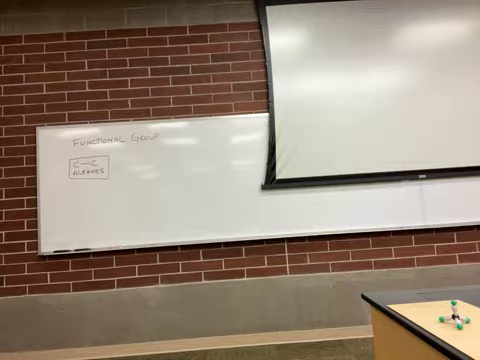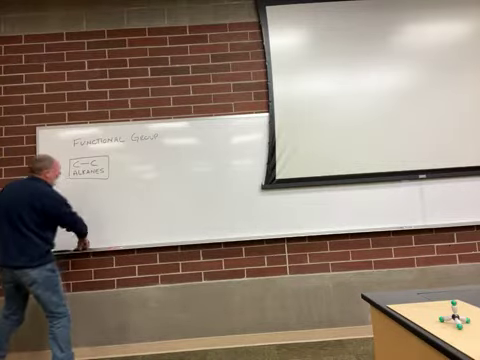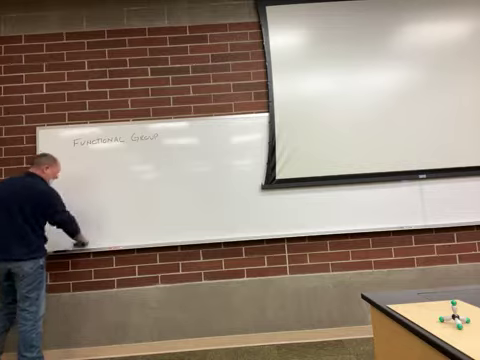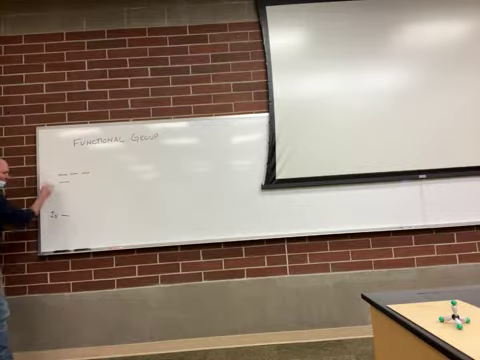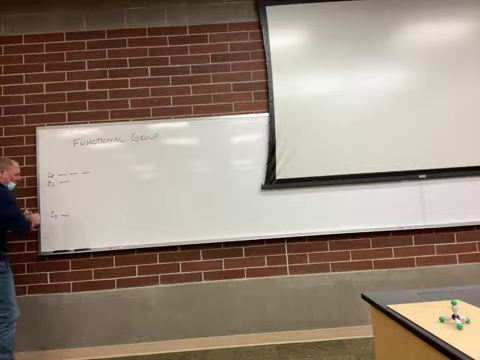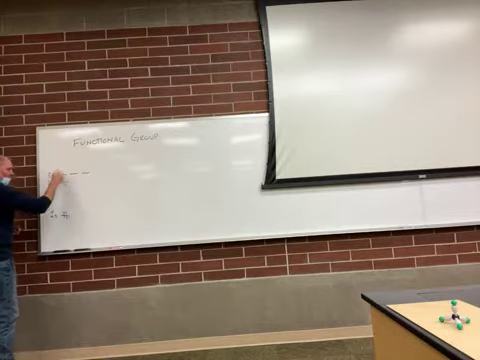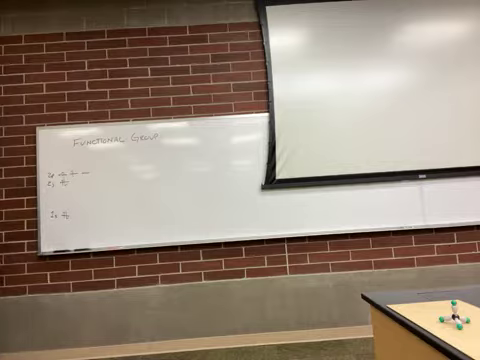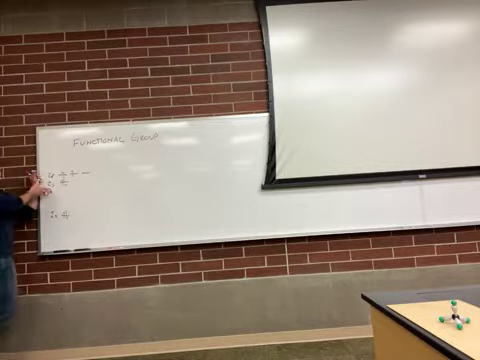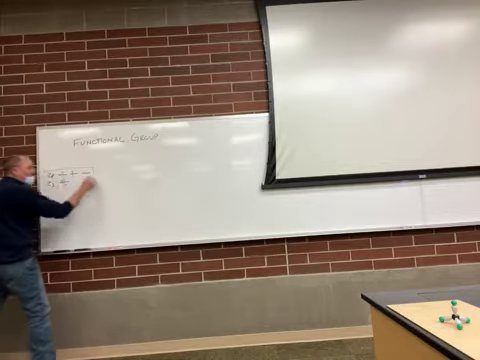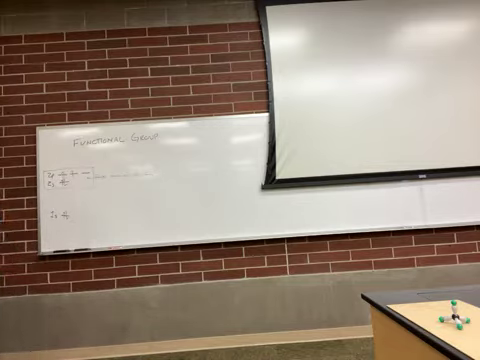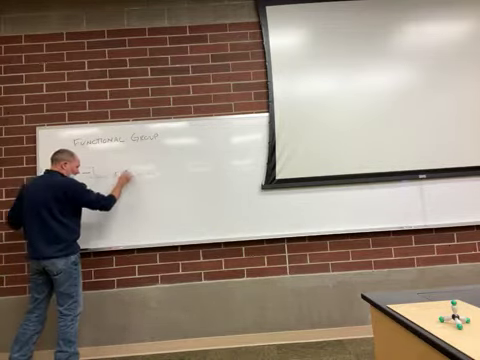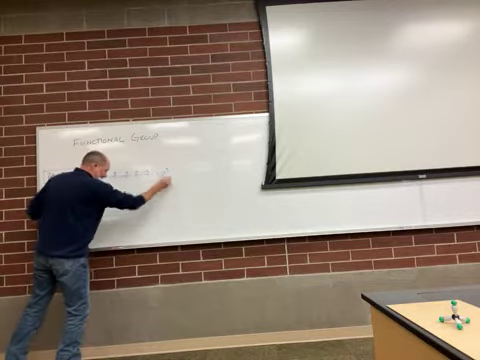So. Carbon in its ground state is 1s2, 2s2, 2p2. The very first thing that carbon can do, because this is the n equals 2 principal quantum shell, is it can take these and mix them into three degenerate, meaning the same energy. Actually, four. And we called that sp3.